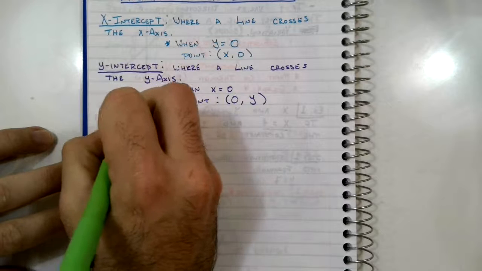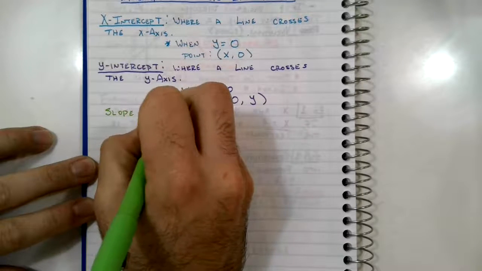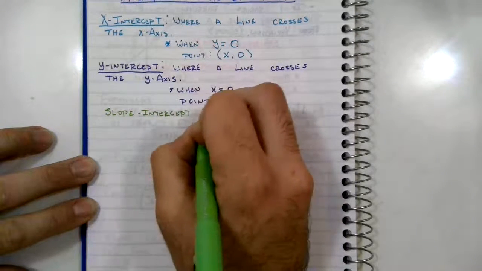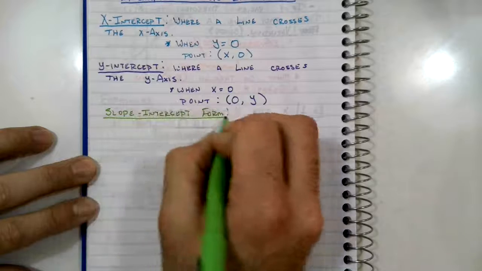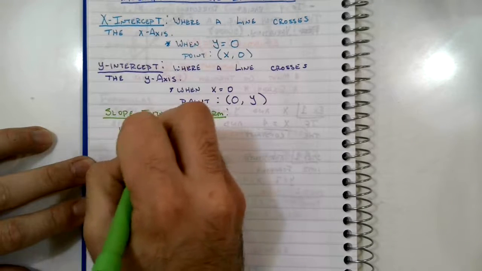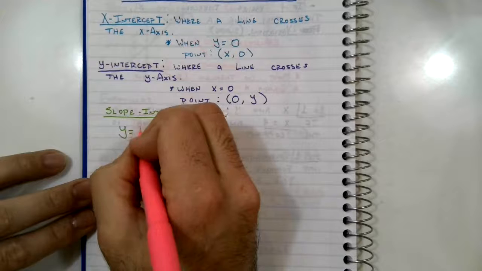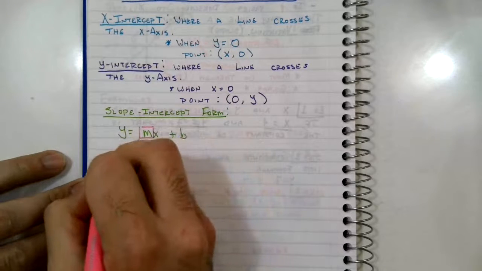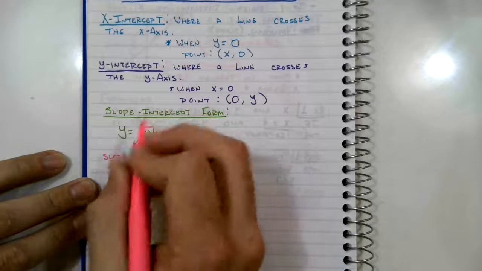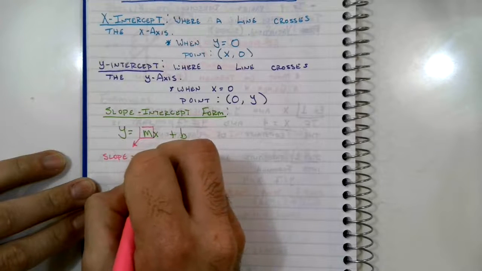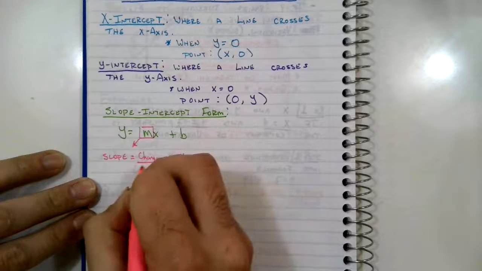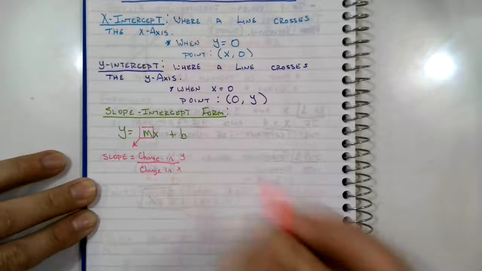All right. So, slope-intercept form. We've talked about this before, so some of this may be repetitive. Slope-intercept form is y equals mx plus b. M, the number in front of x, this is my slope. And remember, slope is the change in y over the change in x. Like I said, some of this will be repetitive, but I just want to make sure we got it.